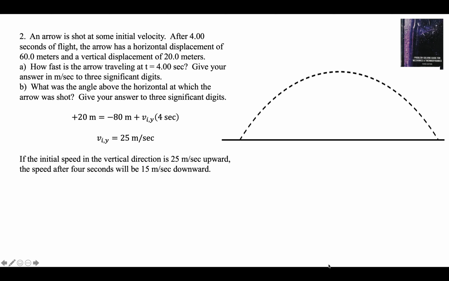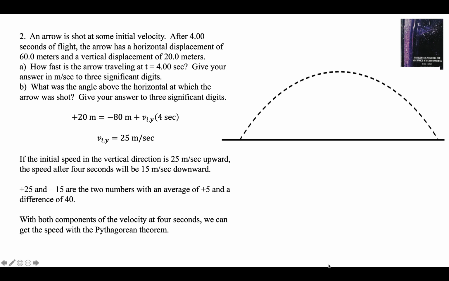4 seconds later, it's going 15 meters per second downward. We have to subtract 40 from 25. So minus 15 and plus 25, those are the 2 numbers that have an average of plus 5 and a difference of 40. Let's calculate the average. You add them up, plus 25 minus 15, that's plus 10. Plus 10 divided by 2 is 5. The average is 5, the difference is 40, it all works.